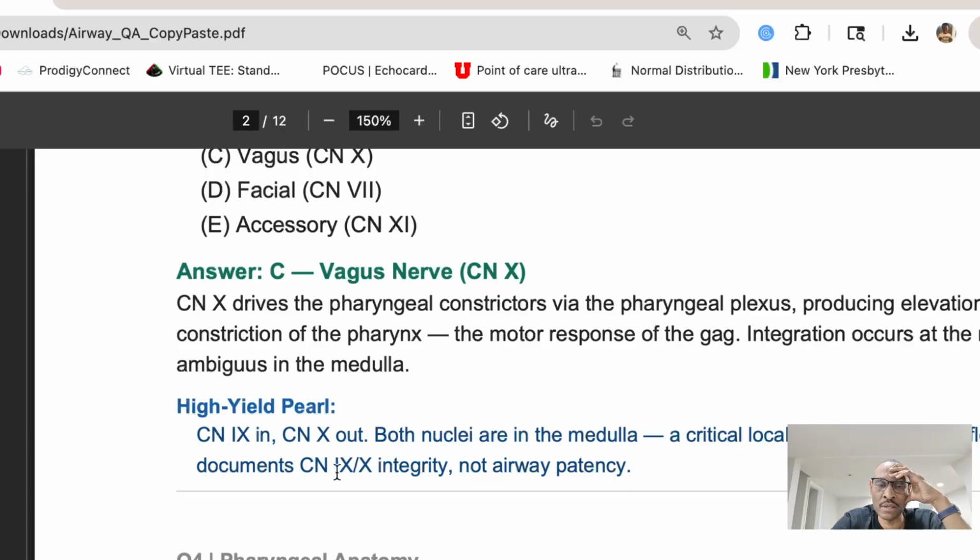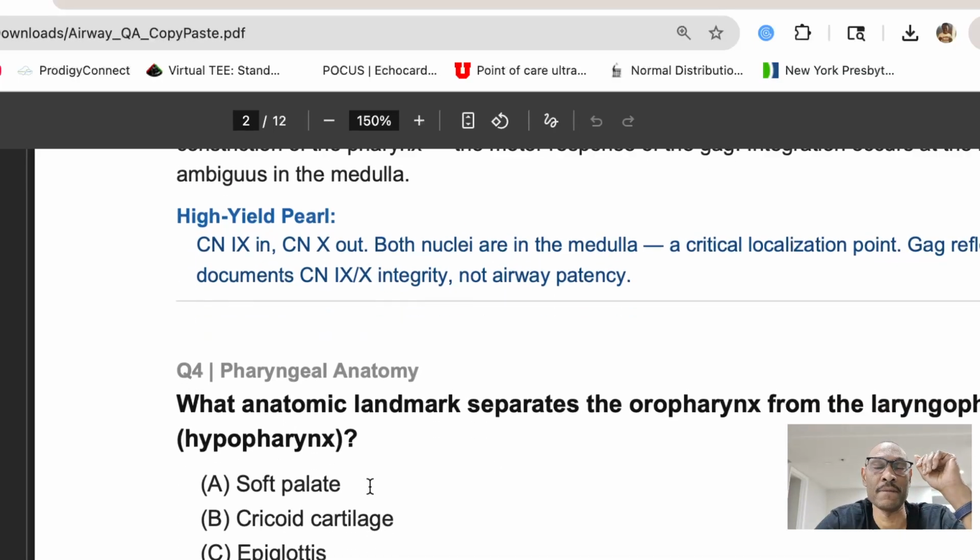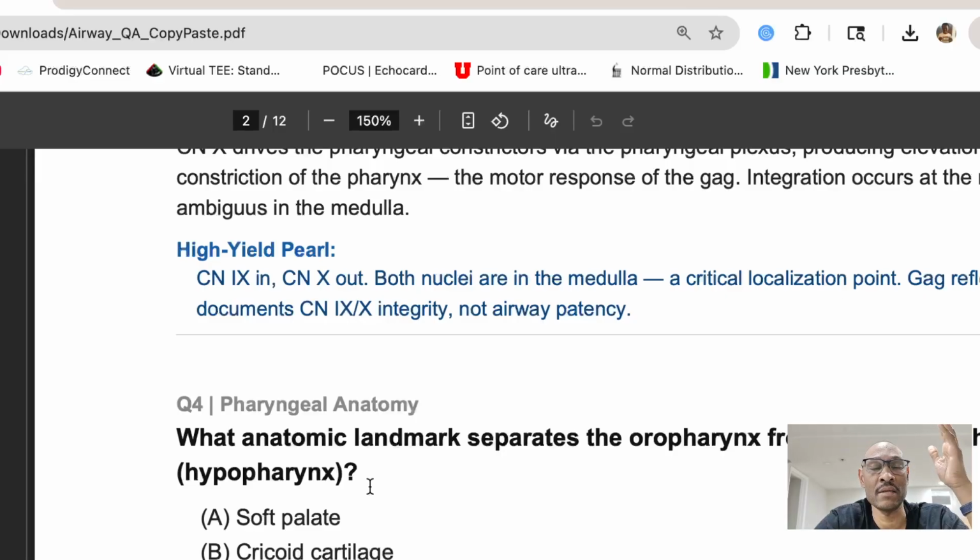9 and 10, both are in the medulla. Here's some more for all my great anatomy folks. Both nuclei in the medulla. This is a critical localization point. The gag reflex test usually tests cranial 9 and 10. That's the integrity. So on a physical assessment, my bedside practitioners, you do gag reflex, you're testing 9 and 10, with 9 being the sensory component of the gag reflex and 10 being the motor component. Okay? So sensory 9, motor 10.